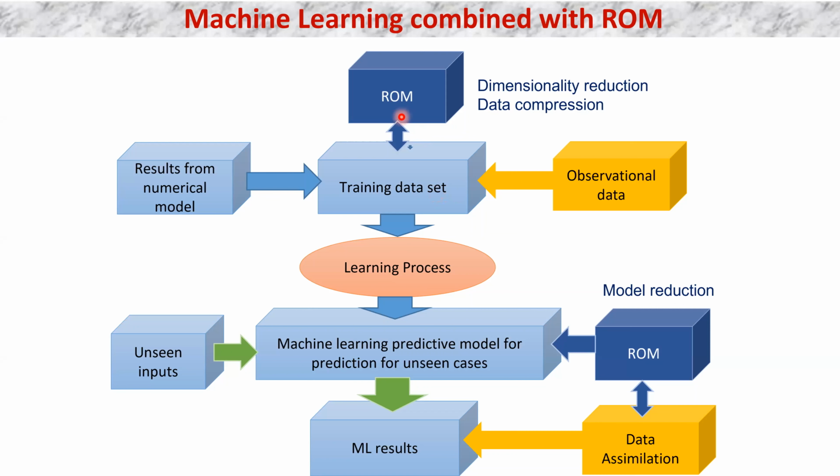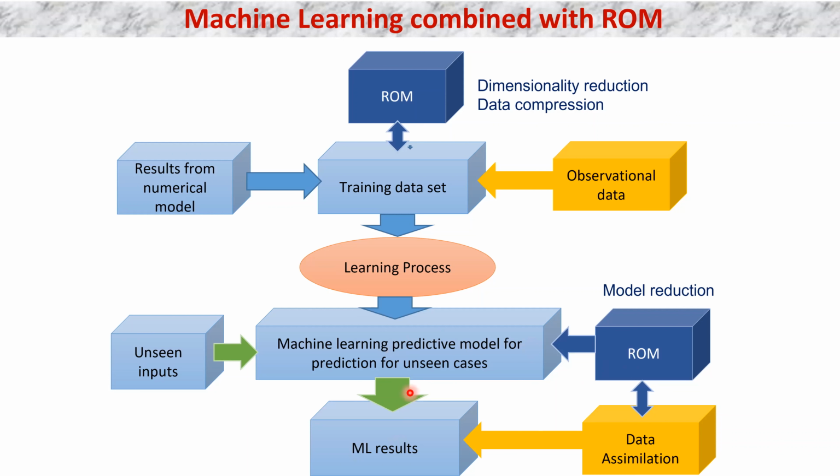And then we introduce the model reduction technology into the training to reduce the dimensional size of the data, and then go to the learning process. After the learning process, we get our trained model. After training the model, we want this model to make predictions for unseen cases. So we give unseen input data, which is not included in the training data, and we use the trained model for prediction. You can also introduce model reduction into the inference, and then you predict the results.